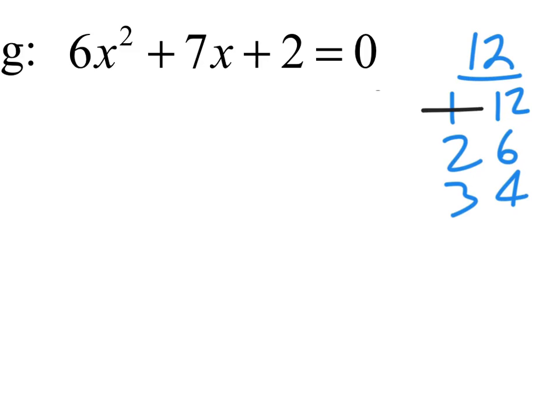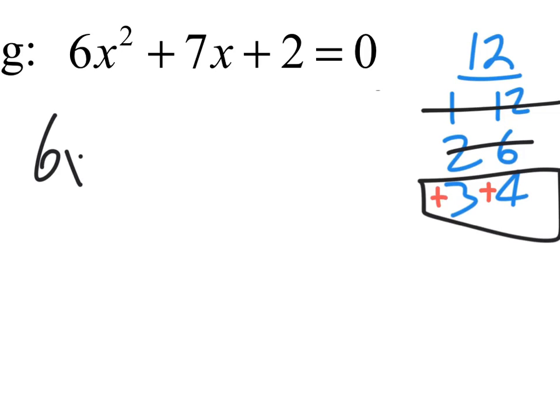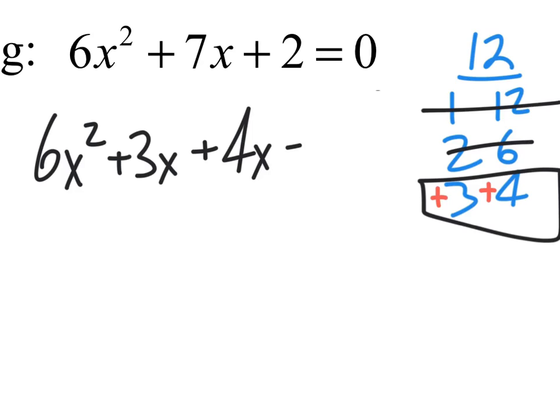Clearly not 1 and 12, or 2 and 6. We're going to go with 3 and 4. Because 7 is positive, both of these have got to be positive. And because 2 is positive, we're going to make this a positive 3 and a positive 4. Great. Beautiful. So let's rewrite this like 6x squared plus 3x plus 4x plus 2 equals 0.